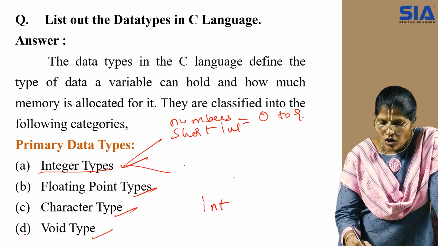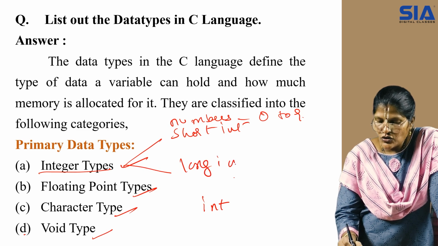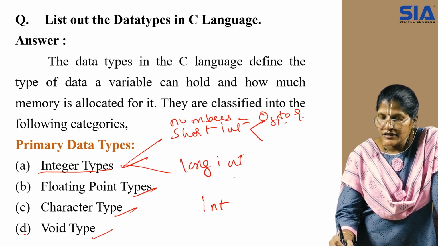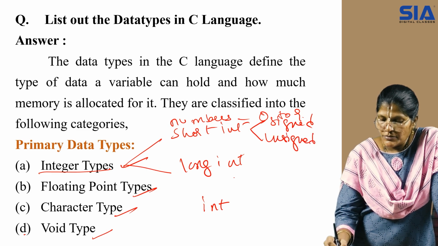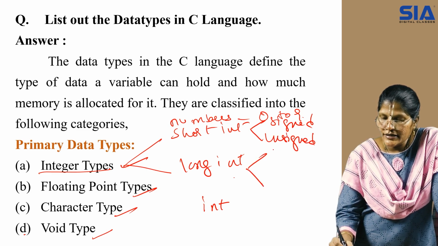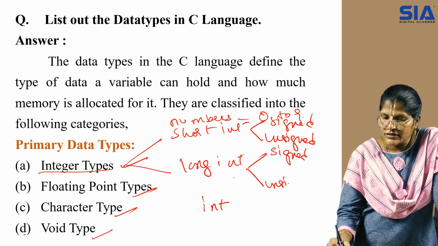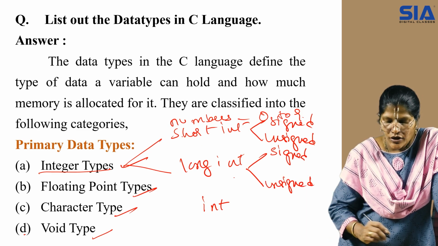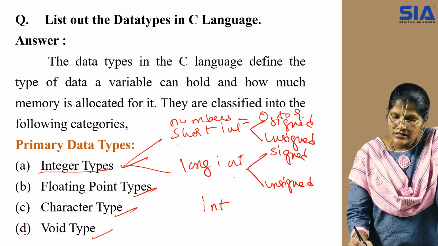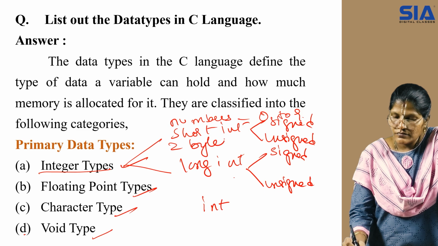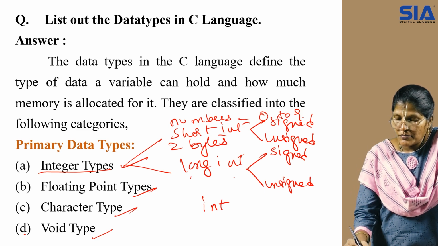and long int. In short int, you have signed integer and unsigned integer. Similarly, when you talk about long int, it is signed long integer and unsigned long integer. Now, what is the short integer? Short integer will have a memory space of 2 bytes and long integer will have a memory space of 4 bytes.